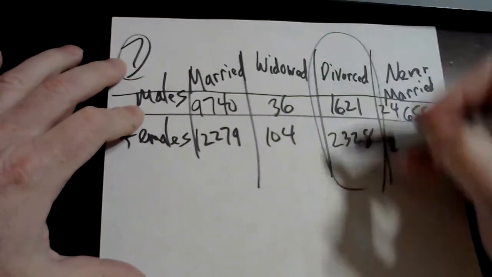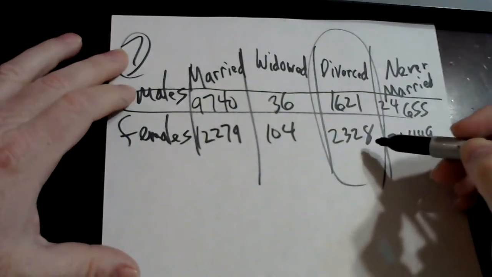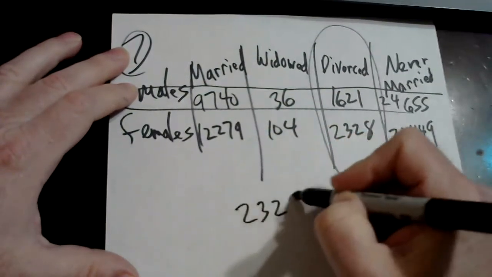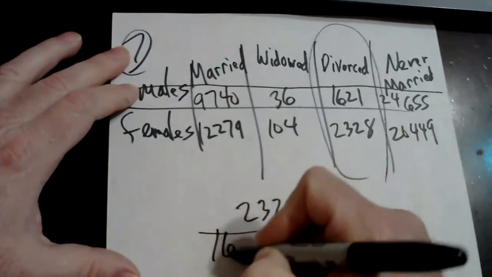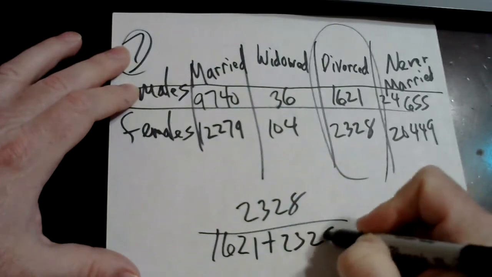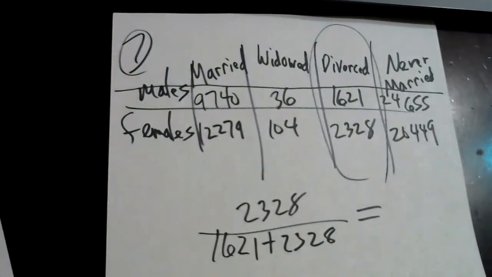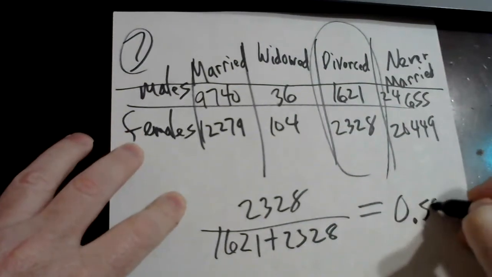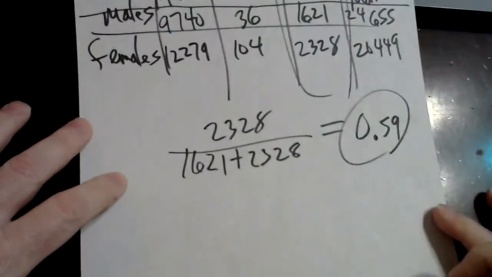So if you only focus on this column, and I say, what's the probability the person is a woman? All you do is take the number of women in that column and divide it by the total number of people only in that column. All right? And plug that into your calculator. So let's see what we get. Okay, so I get 0.59. So once again, notice the probability is a number between 0 and 1.